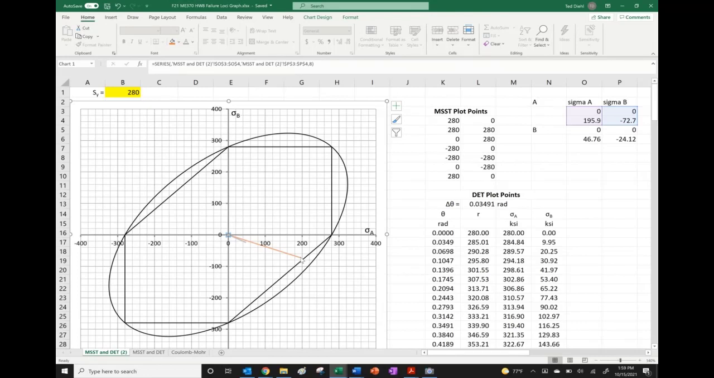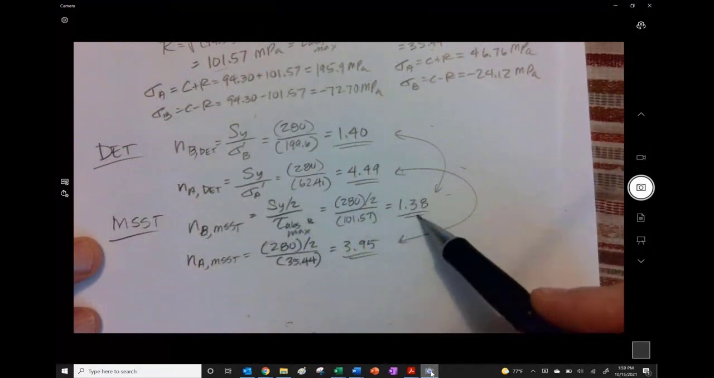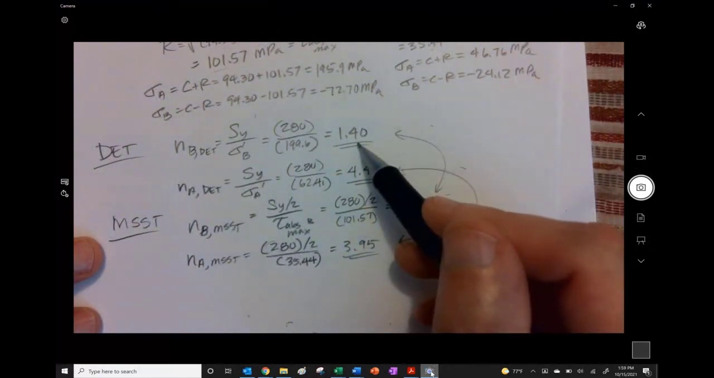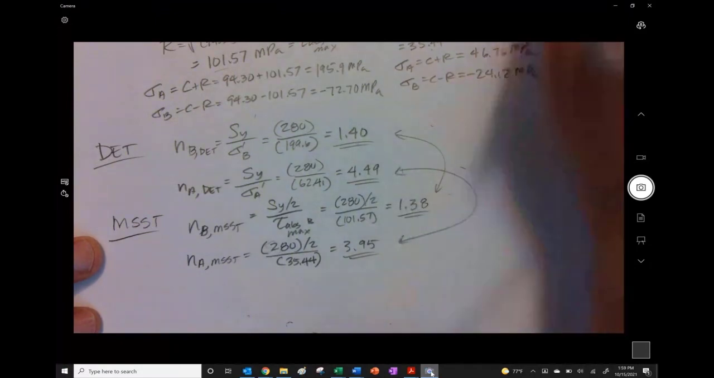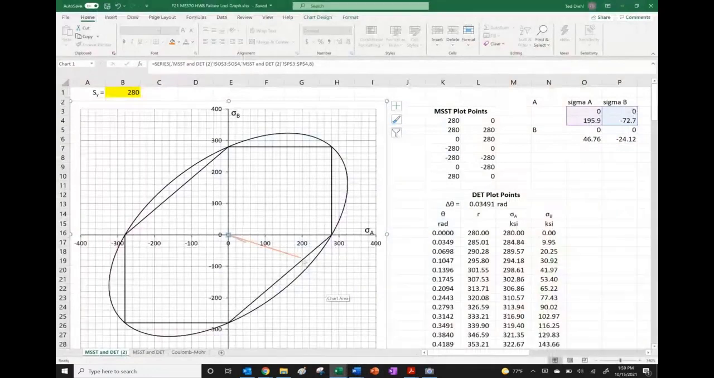Why is it a problem if it's that close? Well, because my answers are 1.4 and 1.38, right? So the points should be pretty far away from this line. But look how close that is right there.